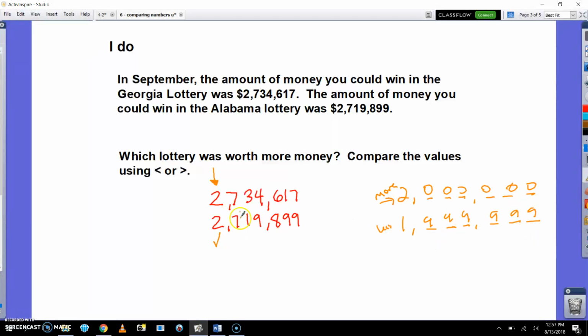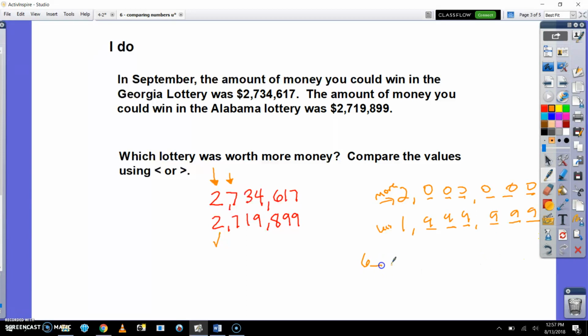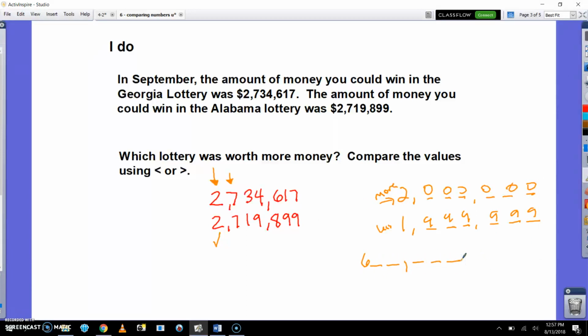Next thing I'm going to do is look at the next place and say, okay, well, they have the same millions. If any digit has more 100,000s, it doesn't matter what the rest is. If one of them has 600,000s, it doesn't even matter what's after it. It's going to be more than any number that has fewer 100,000s than it. Again, even if I put the smallest digit in every single one of these, and the largest digit in every single one of these, it doesn't matter. This has to be more. So I'm going to say, well, which one has more 100,000s? Well, they're the same.